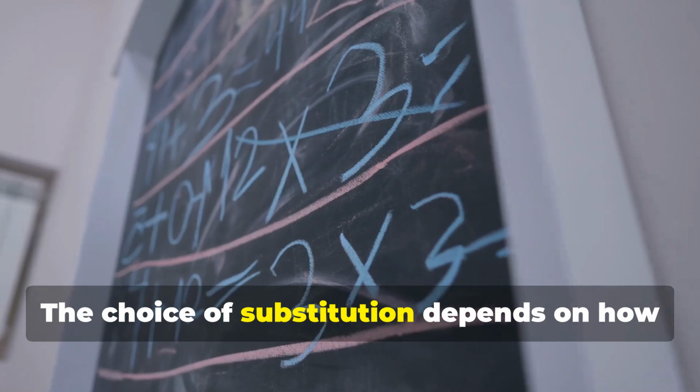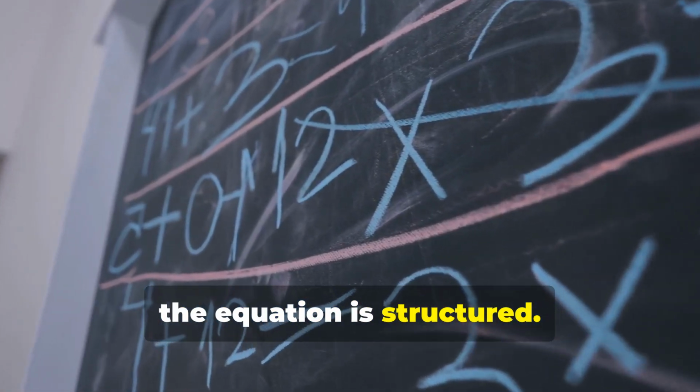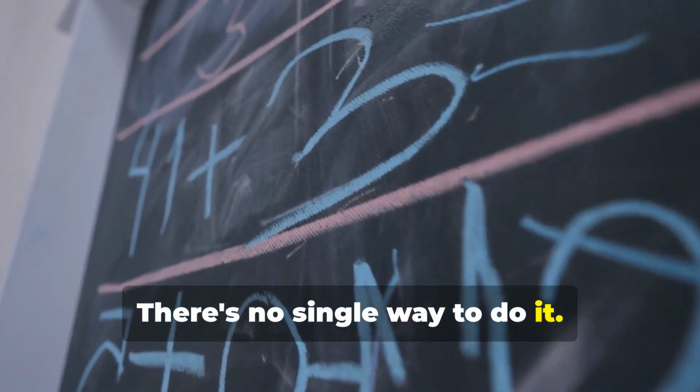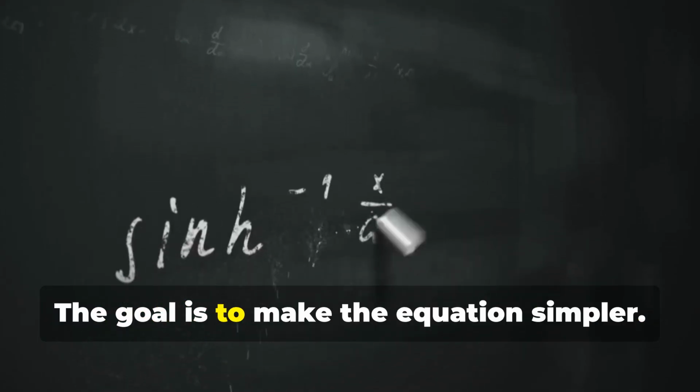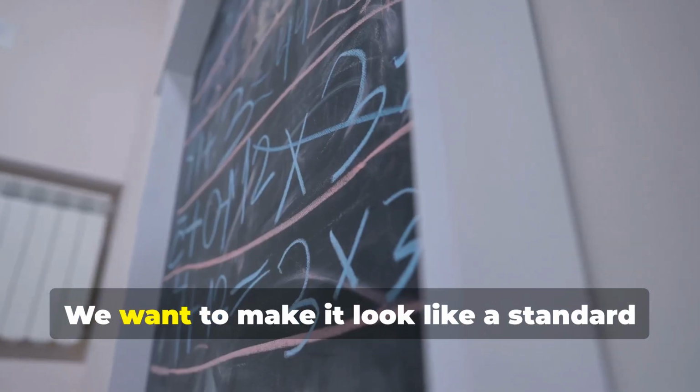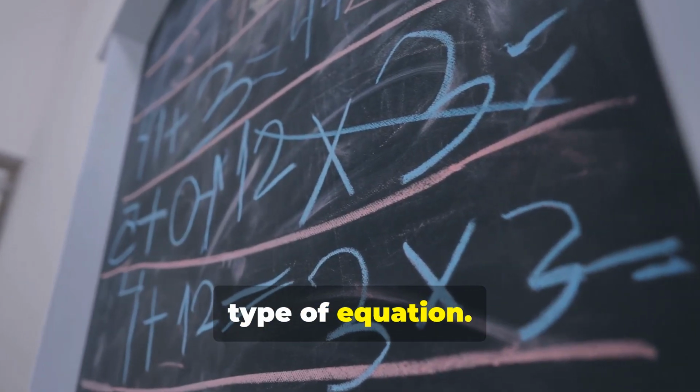The choice of substitution depends on how the equation is structured. There's no single way to do it. It requires some cleverness and practice. The goal is to make the equation simpler. We want to make it look like a standard type of equation.